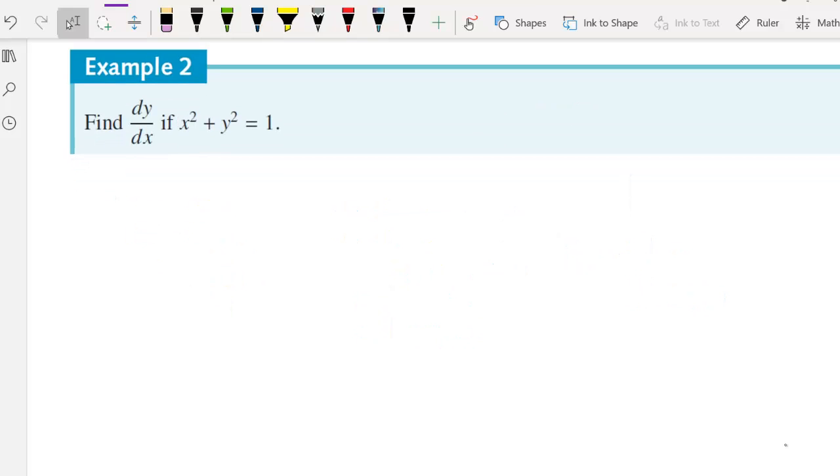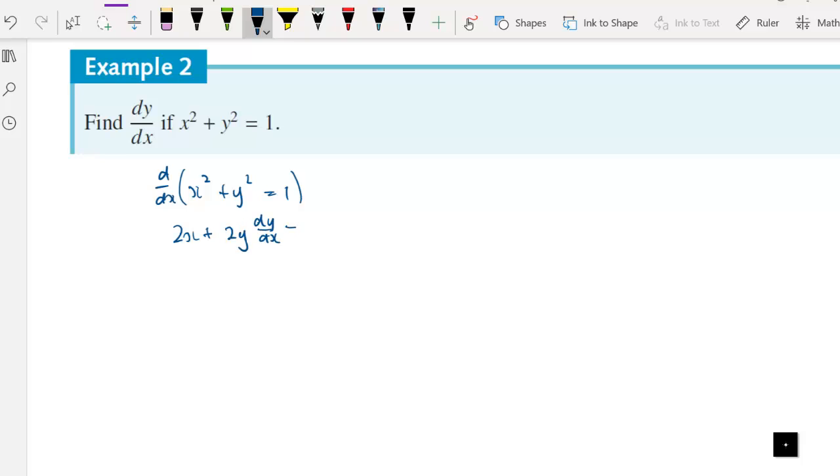Okay, so example 2, we're looking to find the derivative dy/dx if x squared plus y squared is equal to 1. Super simple, right? So because this is an implicit equation, we're looking to say d/dx of x squared plus y squared is equal to 1. And we're applying this process of implicit differentiation. The first term is nice and simple. Derivative of x squared is 2x. The derivative of y squared is 2y, and we're multiplying by dy/dx. Derivative of 1 is 0.